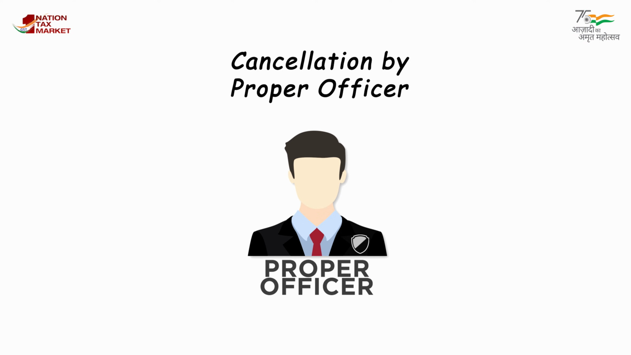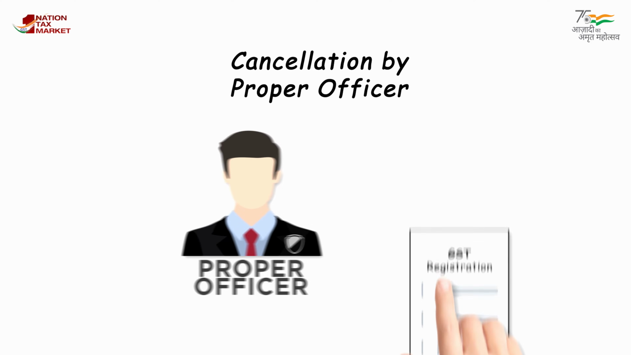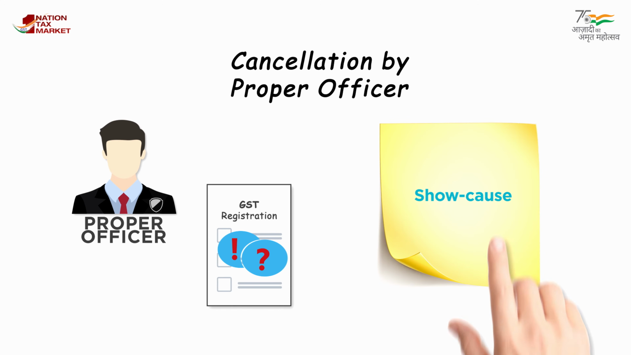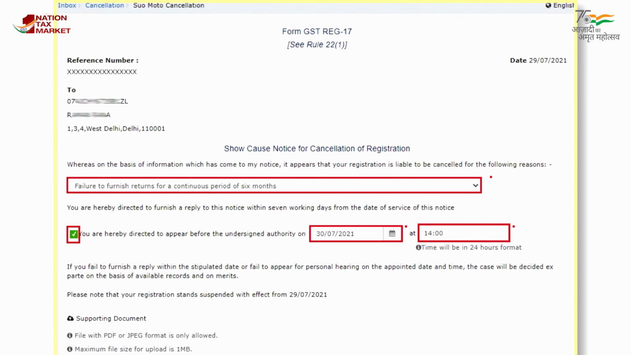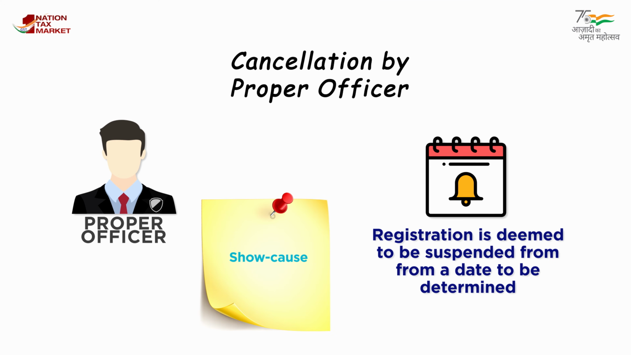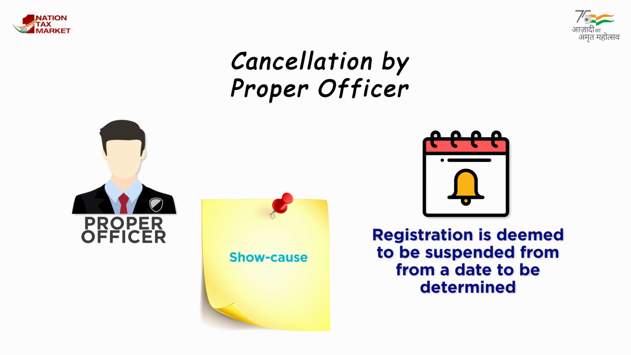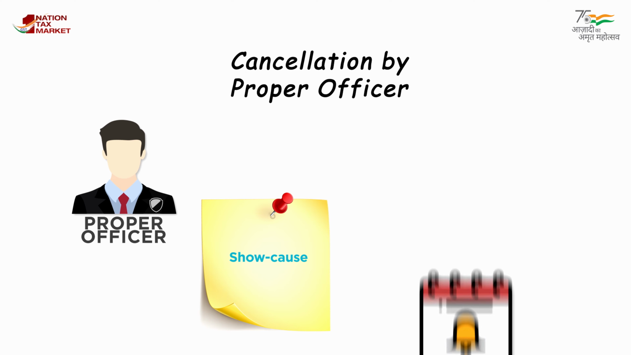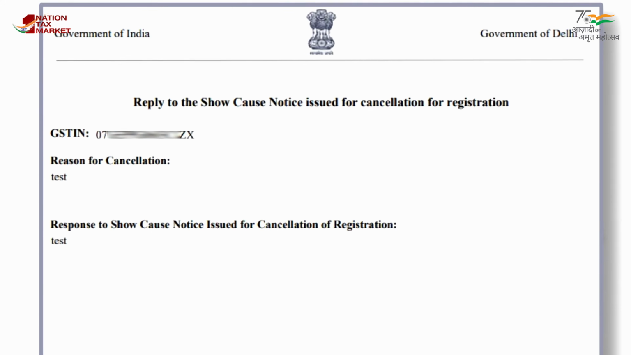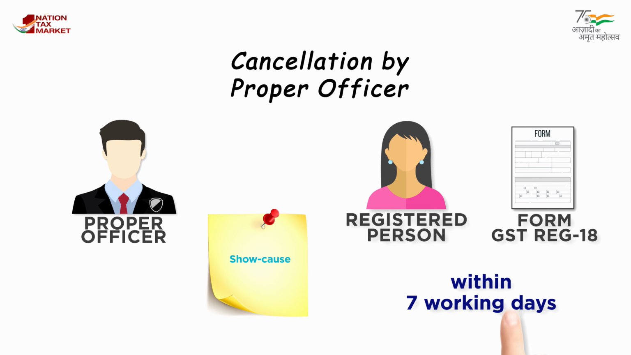The proper officer, having reason to believe that the registration of a person is liable to be cancelled, shall issue a show cause notice in Form GST Reg 17. The registration is deemed to be suspended from a date to be determined by the proper officer. On receipt of the show cause notice, the recipient shall submit the reply in Form GST Reg 18 within a period of 7 working days, stating why his registration shall not be cancelled.